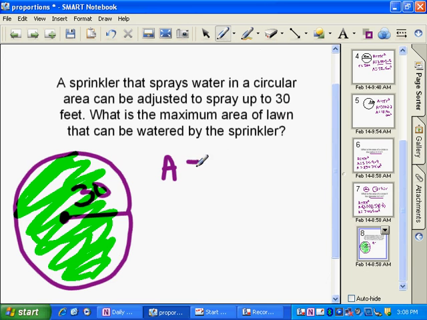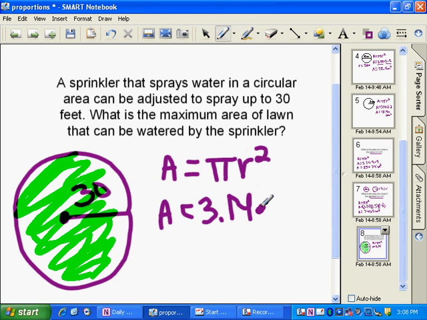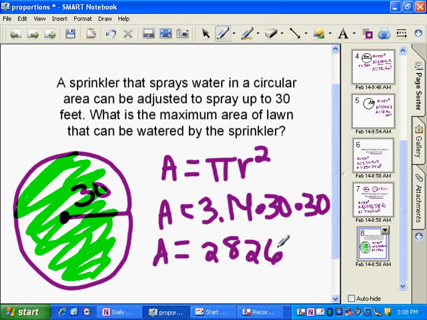So again, area is equal to pi r squared. So area is equal to pi, which is 3.14, times 30 times 30. I'll punch this in the calculator, and I get 2,826 square feet.